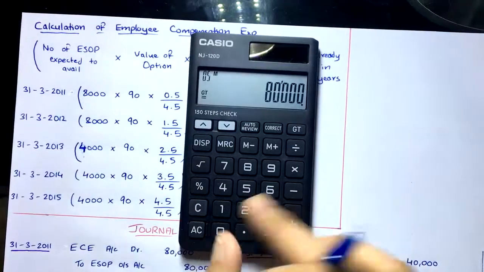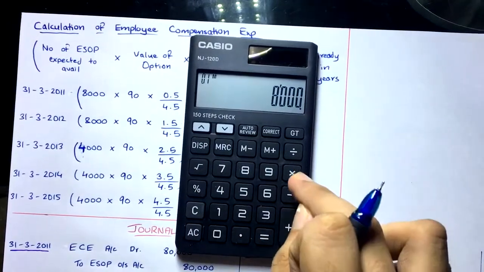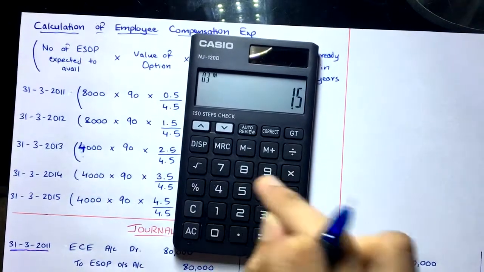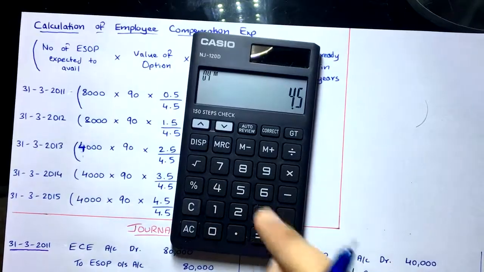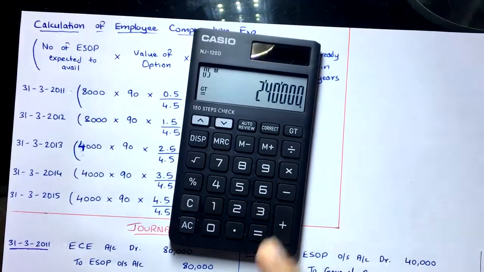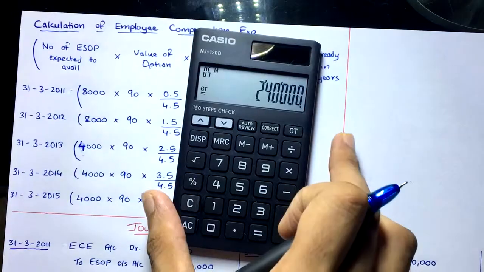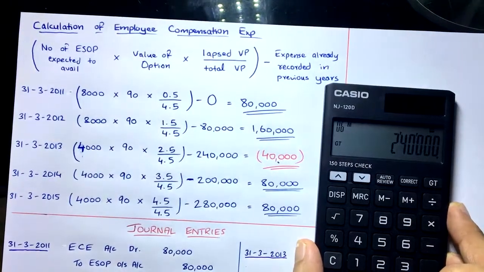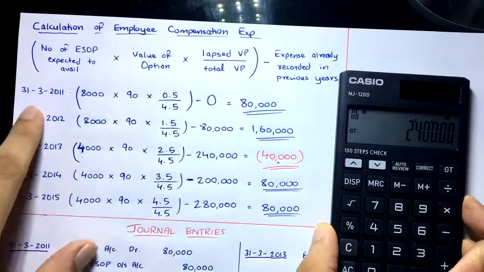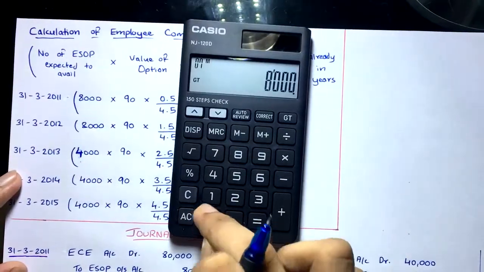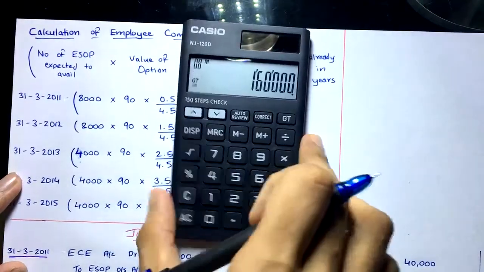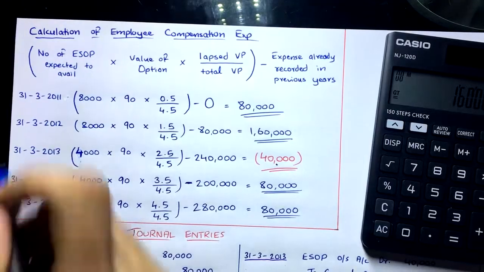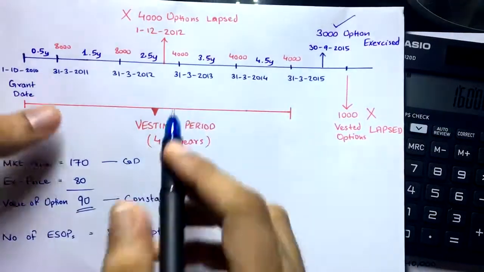So see here, 8,000, number of ESOP expected to avail, into the value of option 90, which will never change, into 1.5 year has been passed, divided by the total vesting period 4.5 years, right? So that's equal to 2,40,000. But then can we just directly take 2,40,000 to PNL? No, we have to subtract whatever that was previously recorded in the PNL, that is 80,000 in the first year. So minus 80,000, that's equal to 1,60,000. So 1,60,000 you are going to recognize into the second year PNL. Is that clear? Then we come to 31st March 2013.